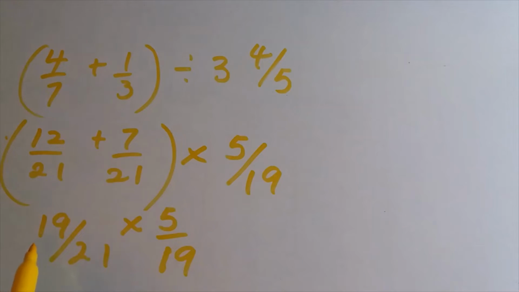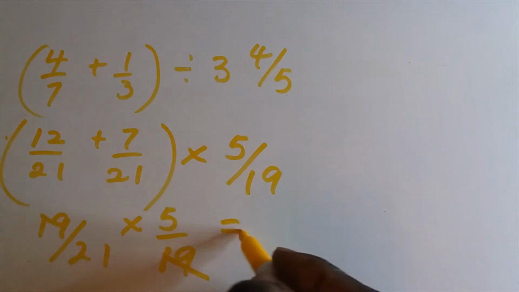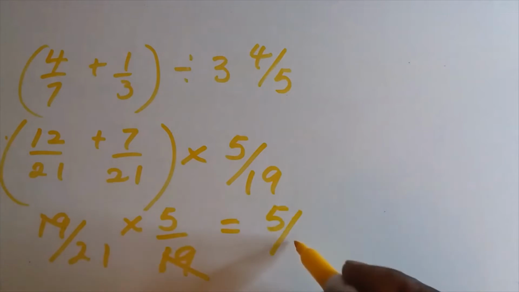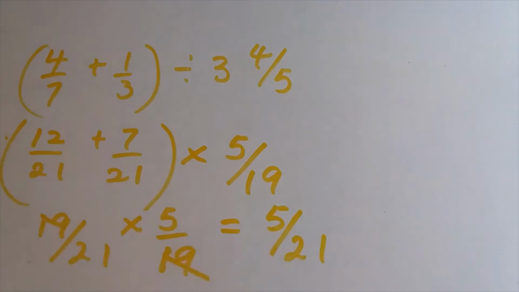As you can see, we can cancel 19 with 19, and we're left with 5 over 21 as our final answer. Again, we're unable to simplify this any further because there are no common factors of 5 and 21 that are greater than 1.